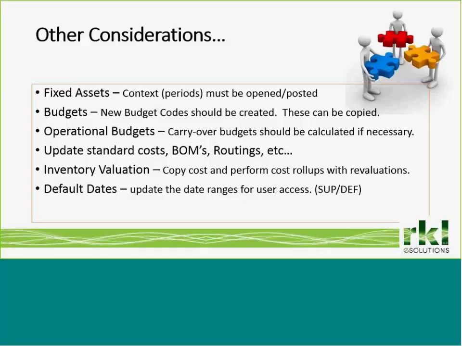using fixed assets. Sage X3 comes with two types of budgets, your typical expense budget or maybe your sales budgets. So create new budget codes, and as you know, they can be copied. So if you want to take your 2016 budgets and copy those to 2017, there are utilities that do that.